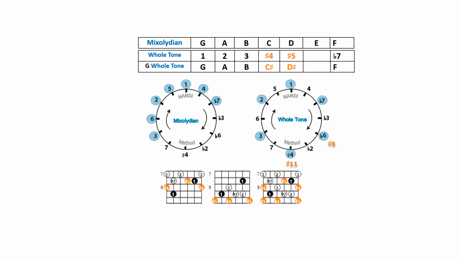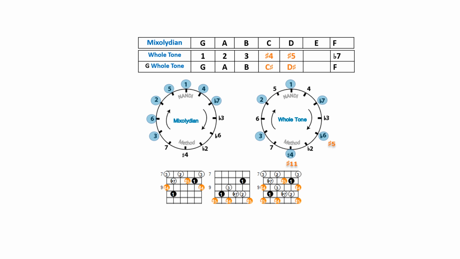G whole tone is an artificial six-tone scale. When used over G7, resolving to C major, the two outside tones are C sharp, or sharp 11, and D sharp, or sharp 5. Notice we're skipping every other note in Mixolydian, specifically the 6, 5, and 4.